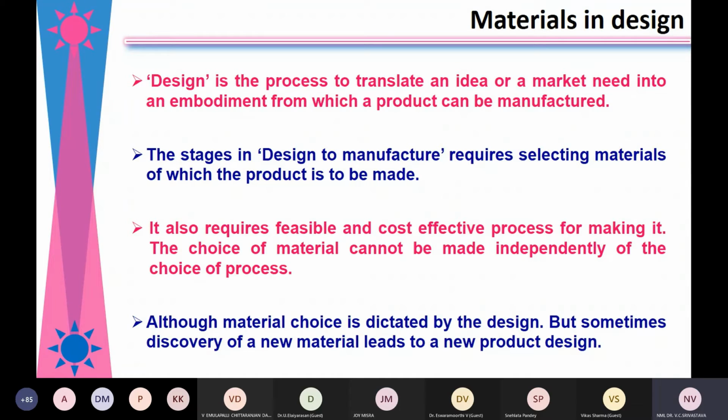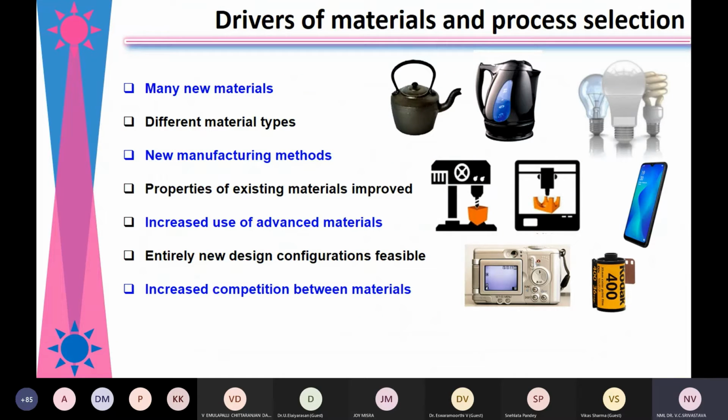Okay, and what are the drivers for these materials and processes? There are many new materials, different types of materials. There are new manufacturing methods available to us, and there are many materials being researched, with new things and properties improving. So definitely a product which is using that material can be modified with the new material. So entirely new design configurations are feasible, and you start searching for a new material for that.